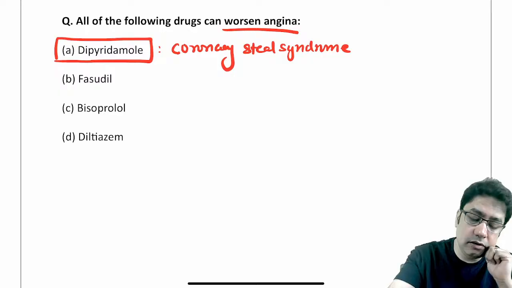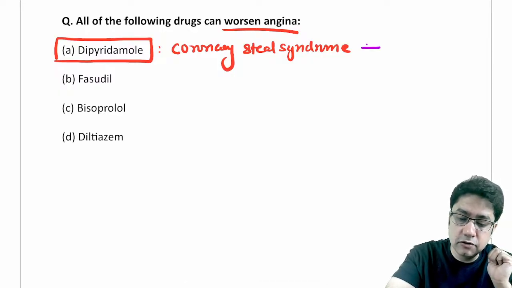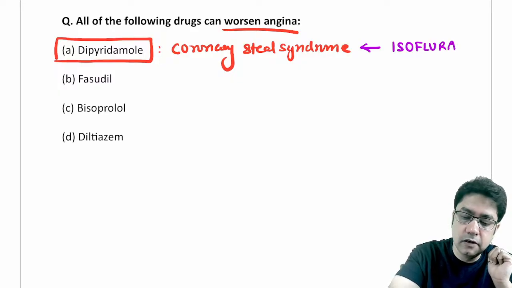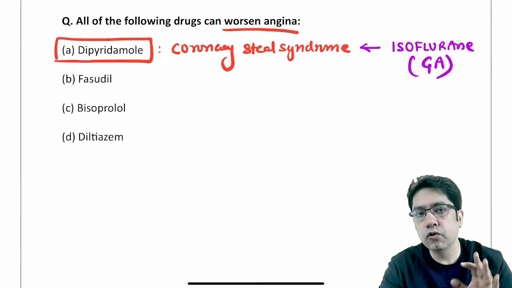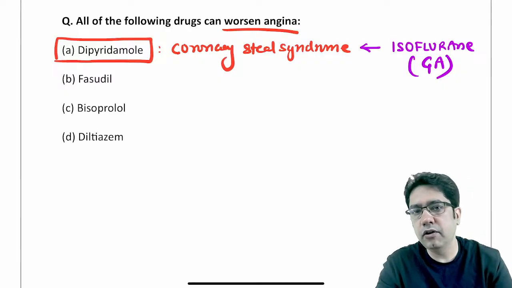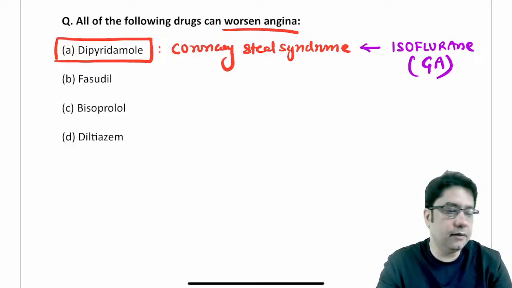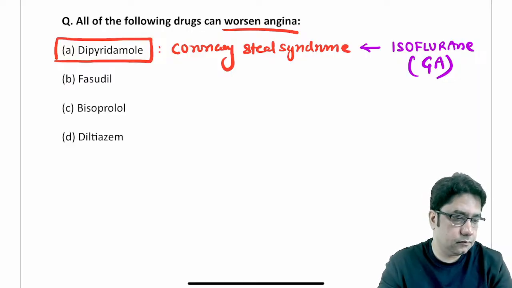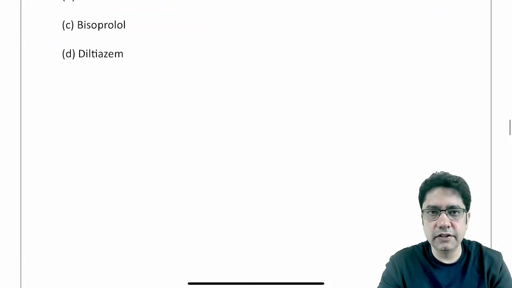Remember that one more drug which can also cause coronary steal syndrome is isoflurane. Isoflurane is a general anesthetic drug. It can also cause coronary steal syndrome. The second drug you have to remember is dipyridamole. Okay. Yes, we have discussed four drugs which can cause it.